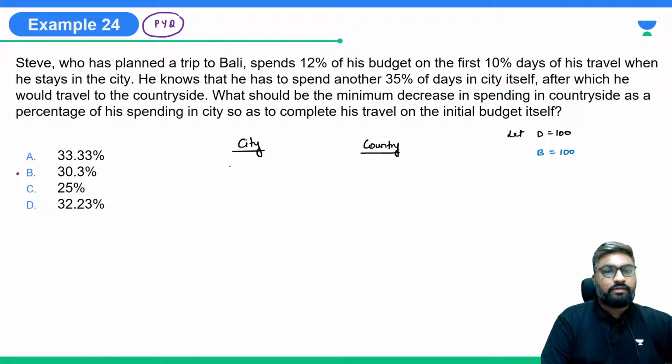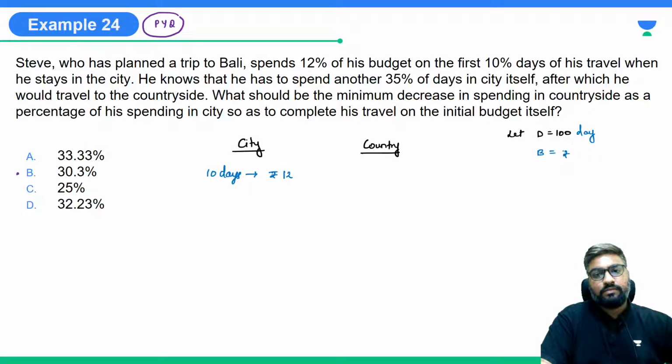So can I say 10% of 100 days, that is 10 days में he spends of how much? 12% of the budget, which is $12. Yes, या 12 rupees, जो भी. 100 days and 100 rupees. Easy for us to differentiate. Okay. He knows that he has to spend another 35 days in the city itself.